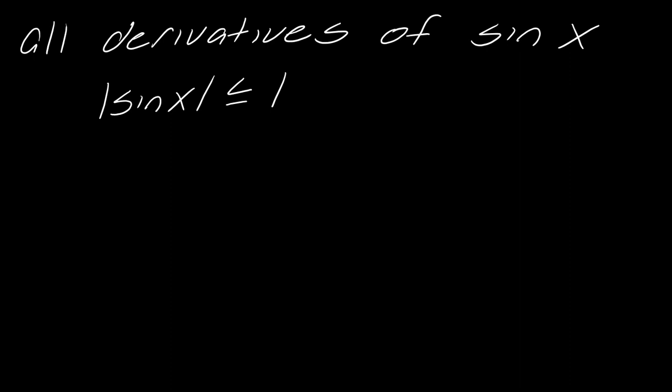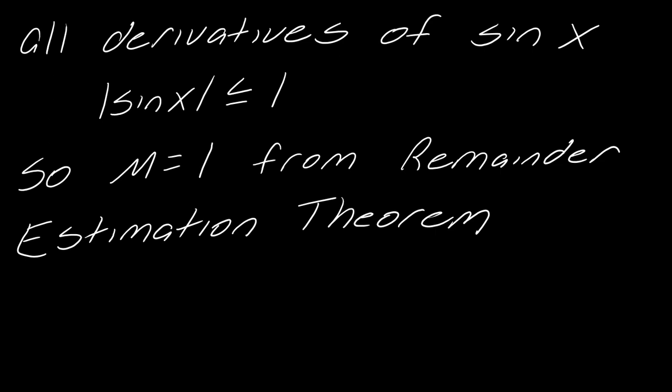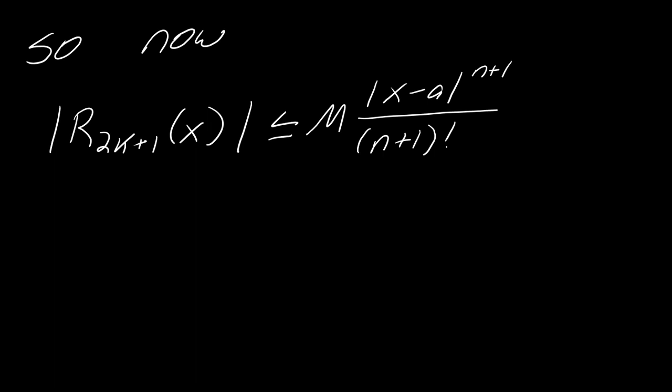So if I go back to the remainder estimation theorem, remember, we're looking for some positive constant that bounds my derivatives. In this case, that constant would be equal to 1. So my M is going to equal 1 from the remainder estimation theorem. Now, using this format, I can plug in my 1, and I can plug in all the things that I've got. This might be a great place for you to pause and fill this in, and then hit play and analyze it.